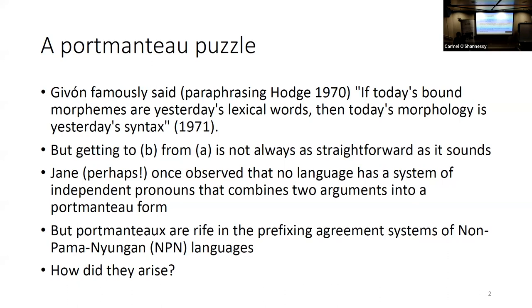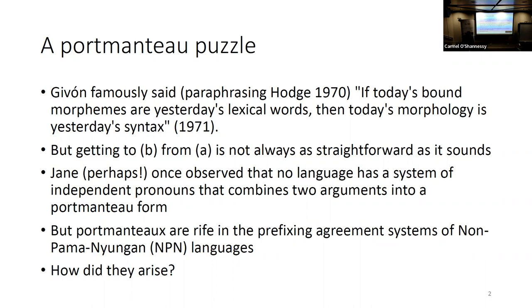So what I'm going to be talking about is a problem in morphology, and as we know, Jane loves morphological problems. This is a long-standing one, and it's one that is not restricted to Australian languages. It's found in many languages of the world, in various parts. And it's the problem of the existence of portmanteaus in particular parts of person paradigms, which is what I'm going to be talking about. So as Yvonne famously said, paraphrasing Givón, if today's morphemes are yesterday's lexical words, then today's morphology is yesterday's syntax, which sounds simple.